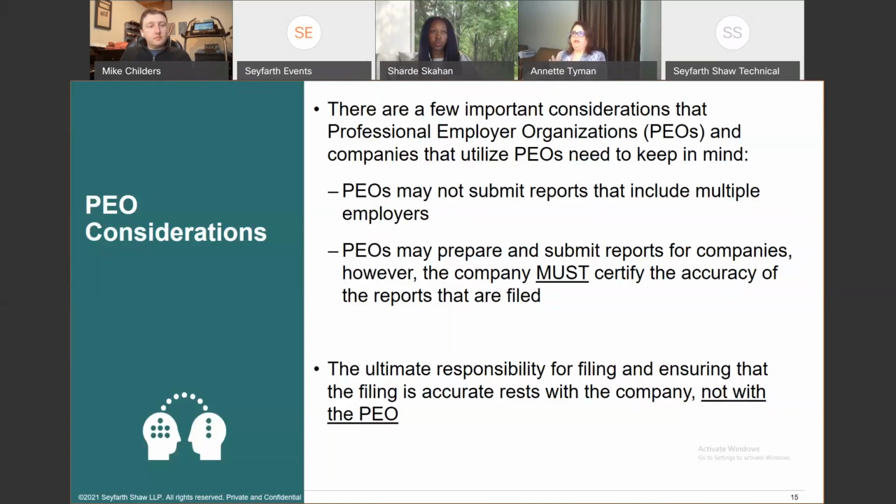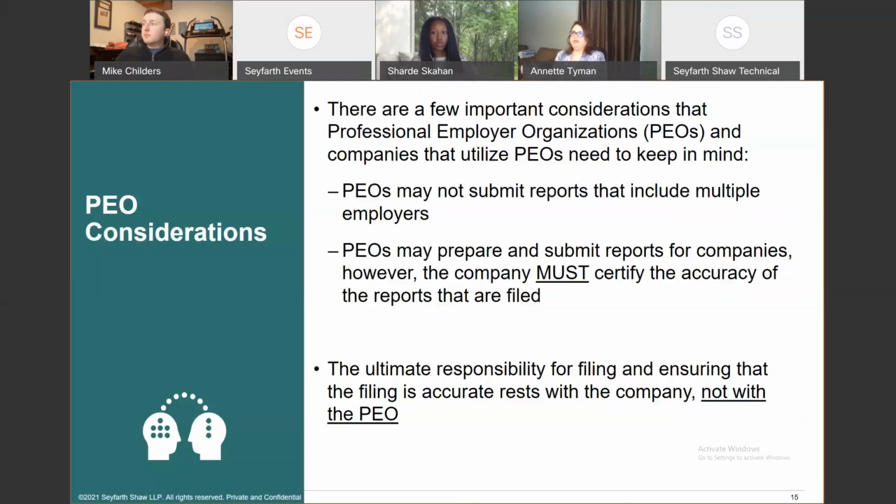So you're going to want to take a look at that and revisit it very quickly with your clients. The additional component that you're just going to have to figure out logistically is that you can submit the reports for each of the companies, but the company itself has to certify the accuracy of their own report. So you'll have to figure out how to do that. At the end of the day, if you work through a PEO, ultimately the responsibility for doing the filing is with the company, so the actual employer, not the PEO.